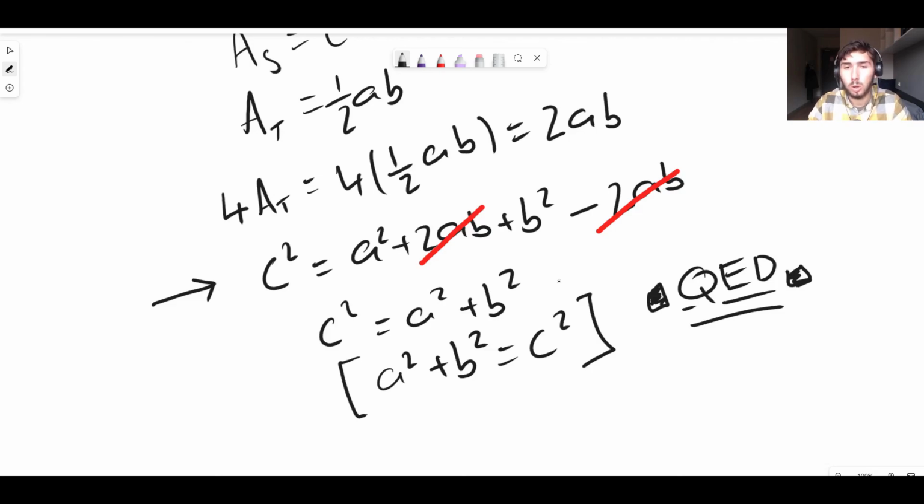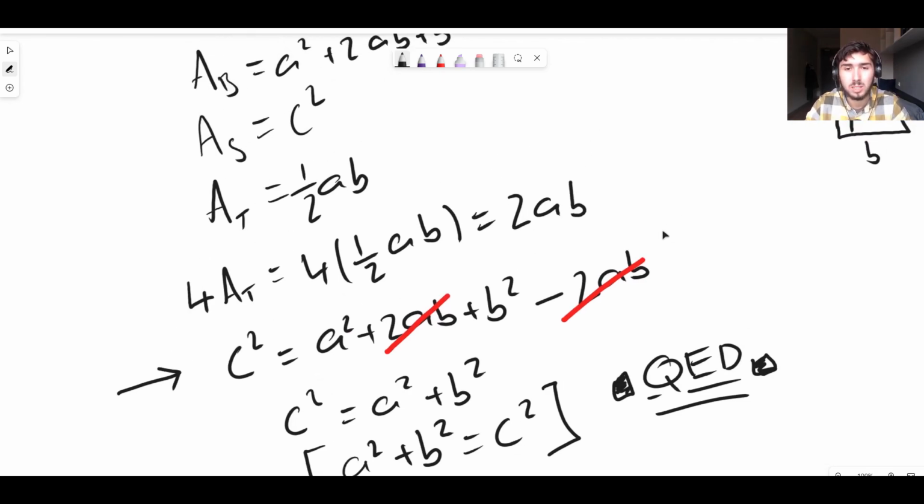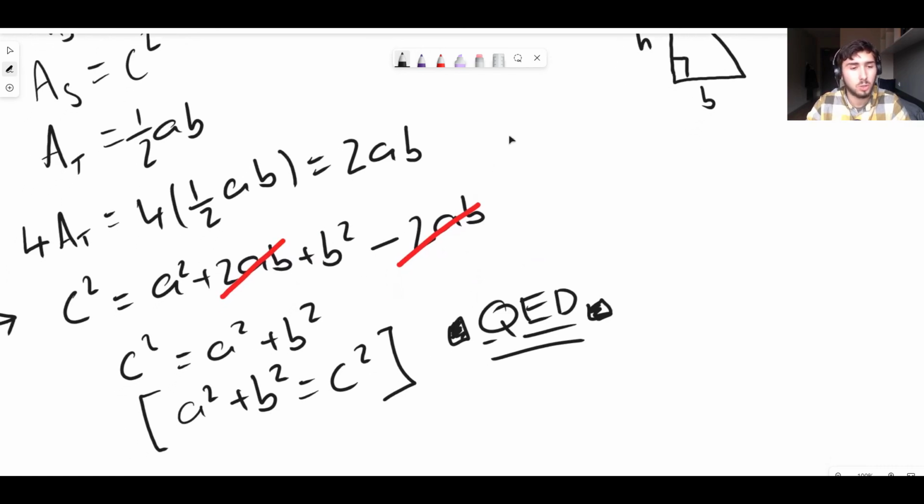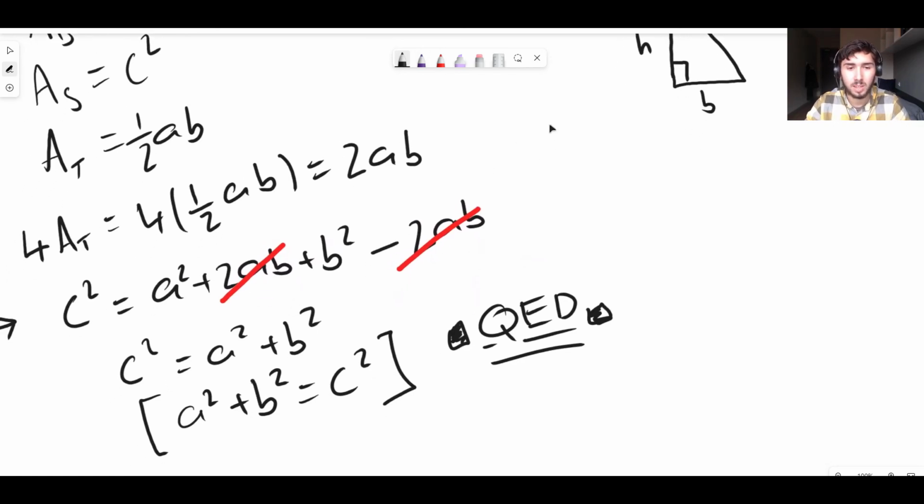There are lots and lots of ways to prove Pythagoras' theorem. Some of them are very complicated. This one is not very complicated. It's very easy. And this is my favourite proof of Pythagoras' theorem.